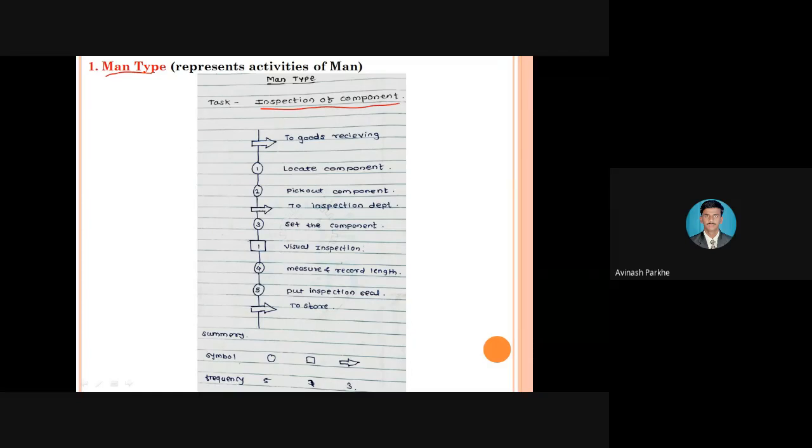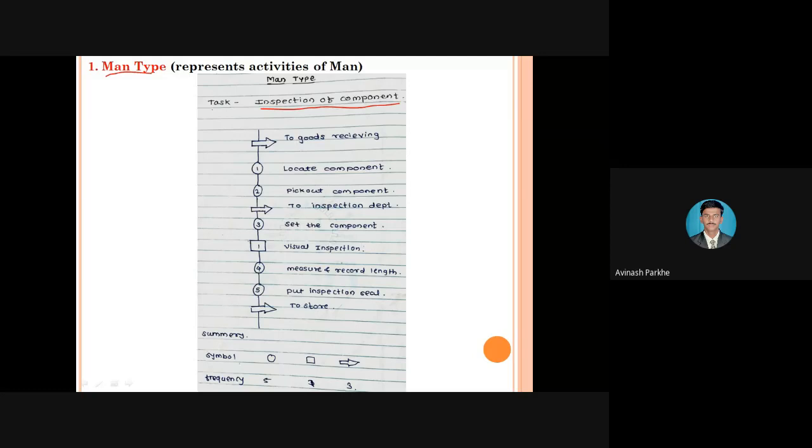Now here if I have to go for the inspection of the component, it means I have to go for checking the different types of dimensions of that particular job. Checking of the dimensions will not take place automatically. If I have to check the dimension of any component, I have to take that component in one hand, and by using checking devices, maybe I will take the vernier caliper, some of the gauges, some of the standard scales, and some other measuring equipment. So inspection of the components will be carried out by using the man only.